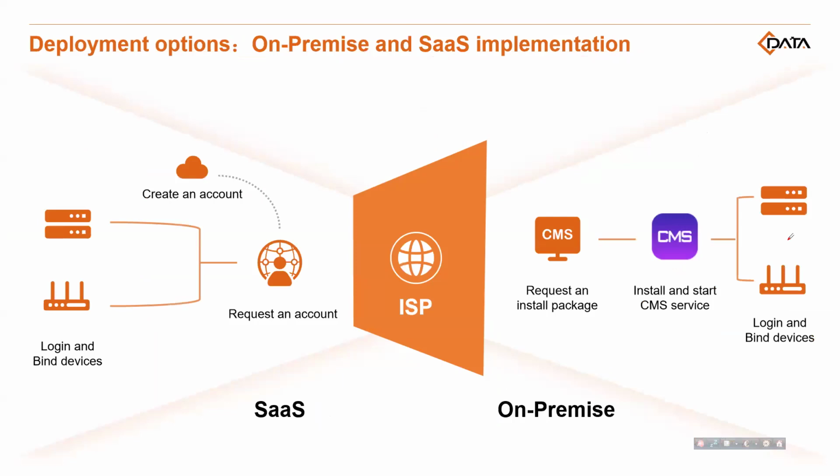Okay, regarding the deployment options, this is the first decision you need to make when you approach our CMS system. You can choose on-premise or SaaS. Both of them are easy to deploy. For on-premise, you can request an install package and then choose a suitable hardware server based on your scale of devices, and then install it and start the CMS service. Finally, you log in and bind devices.